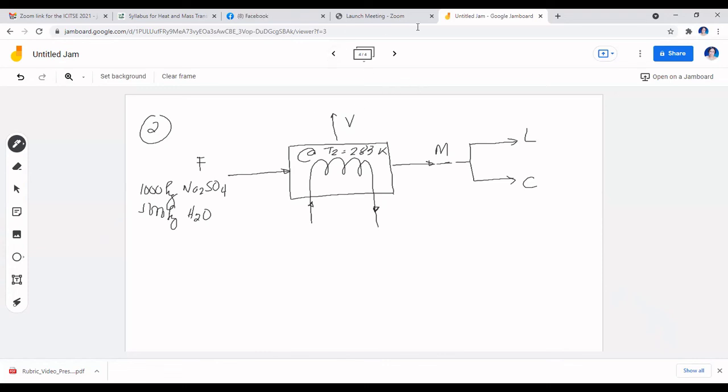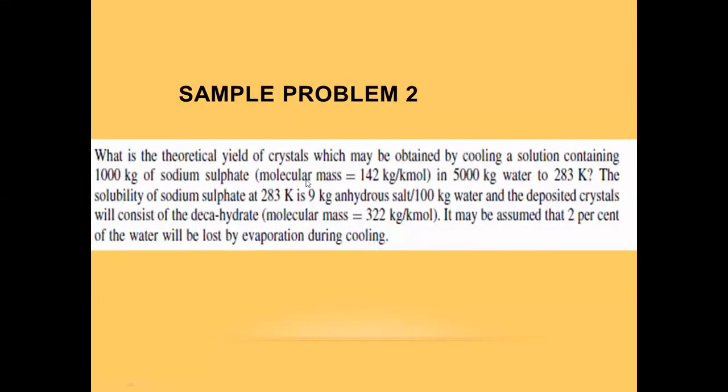It was mentioned, by the way, if I go back to that, the molar mass here of sodium sulfate is 142. And so far, that's your given information. The solubility of sodium sulfate at this temperature inside your crystallizer is 9 kilogram anhydrous salt to 100 kilogram water. And the deposited crystal will consist of the decahydrate with this molecular mass.